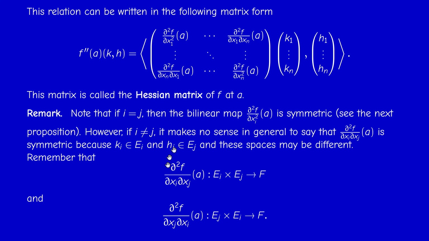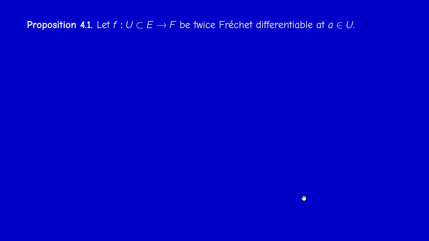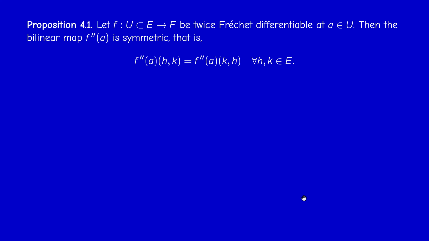So the mixed partial derivative is a bilinear map from ei times ej into f, and the other way around, you have to flip the order. Okay, so this concludes this example. And now I will stop here. And in the next video, I'm going to prove this important result about the symmetry of the second order derivative when it exists. Okay, so thank you for your attention and see you next time.